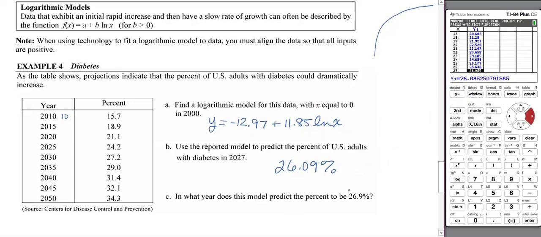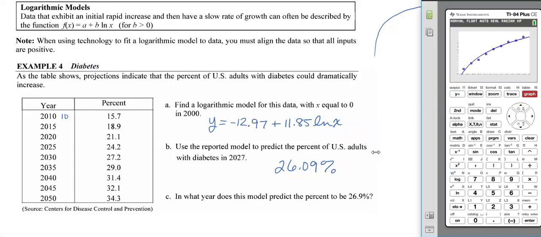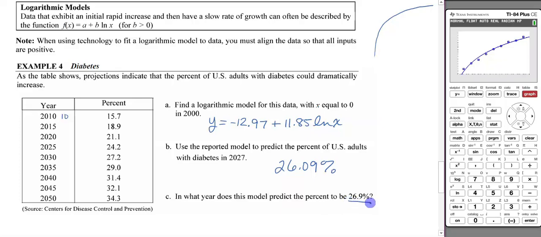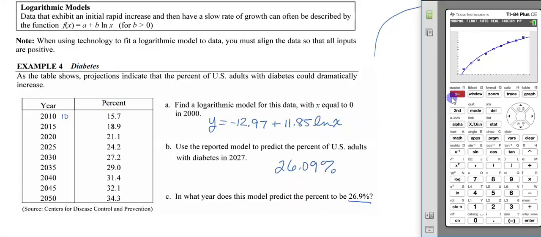In what year does the model predict the percent to be 26.9%? Looking at that model again, well, the thing that they've given you is a y. It's a percent. So what we need to do is go to y equals and make y equal 26.9 and then see where those intersect.